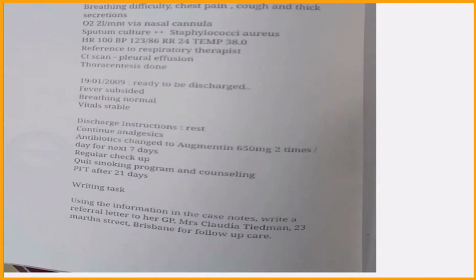Writing task. Using the information in the case notes, write a referral letter to her GP, Mrs. Claudia Tideman, 23 Martha Street, Brisbane, for follow-up care. So from this writing task, we understand that from the information given in the case note, it is a referral letter written to her GP. Whose GP? The patient's GP. And what is the GP's name? Mrs. Claudia Tideman. And the address is given.